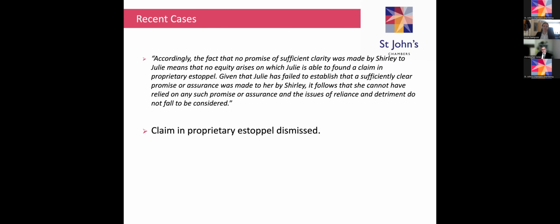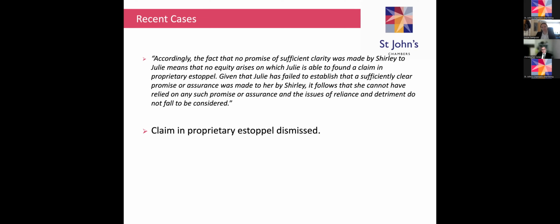So the judge, in dismissing the claim, said, "Accordingly, the fact that no promise of sufficient clarity was made by Shirley to Julie means that no equity arises on which Julie is able to found a claim in proprietary estoppel. Given that Julie has failed to establish that a sufficiently clear promise or assurance was made to her by Shirley, it follows that she cannot have relied on any such promise or assurance, and the issues of reliance and detriment do not fall to be considered."